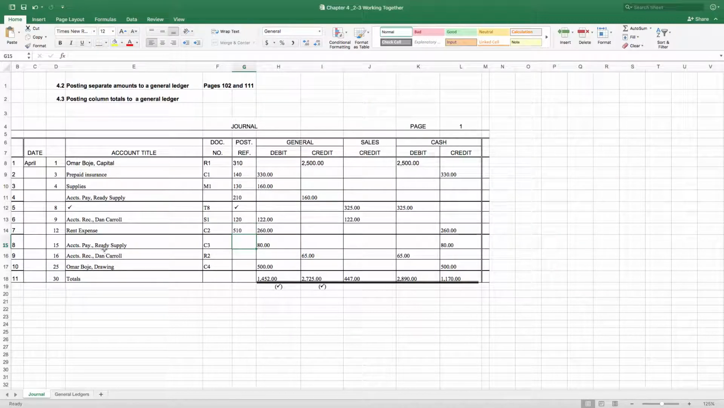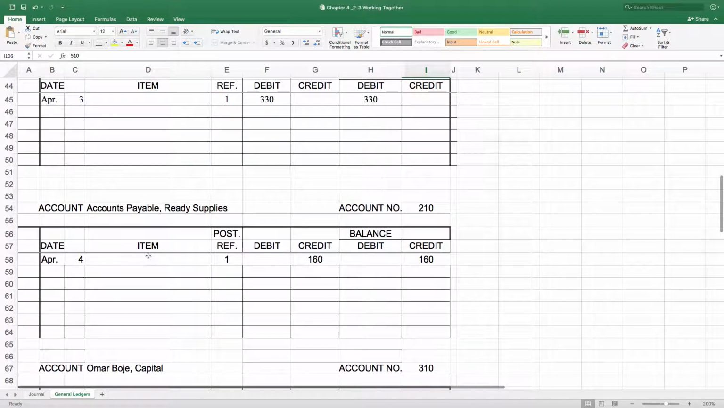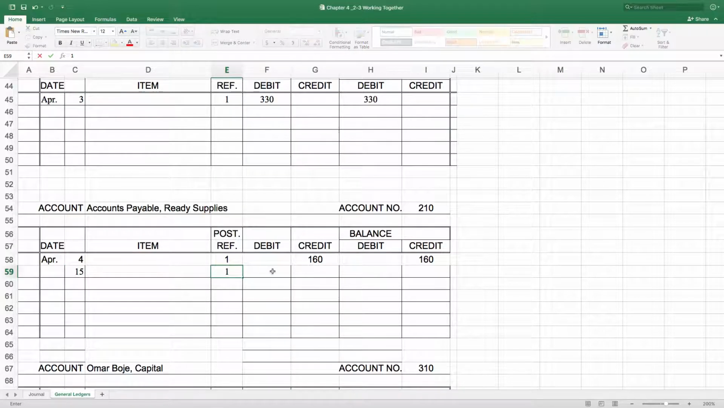Next account is accounts payable ready supply. It's on the 15th and it's an $80 debit. So accounts payable ready supply is on the 15th. Post reference section is page 1 of a journal. $80 debit. Now let's pause.